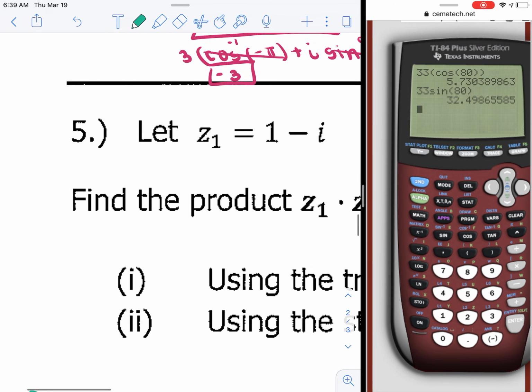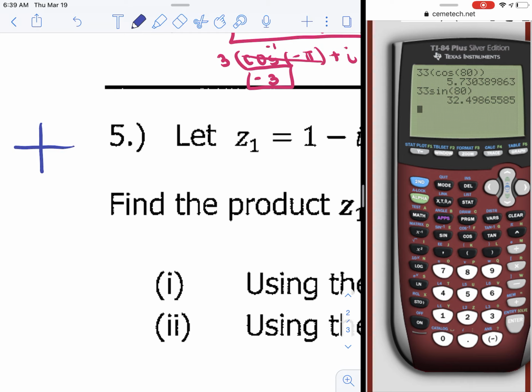So going back to how the notes started, if you wanted this number z1 to be in trig form, we'd have to do a quick little sketch and think about how we're creating a triangle. And I know this is going to be kind of hard to do because we have a value just of 1, and then we would go down negative 1.